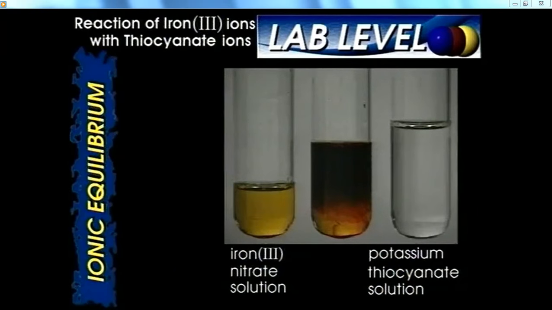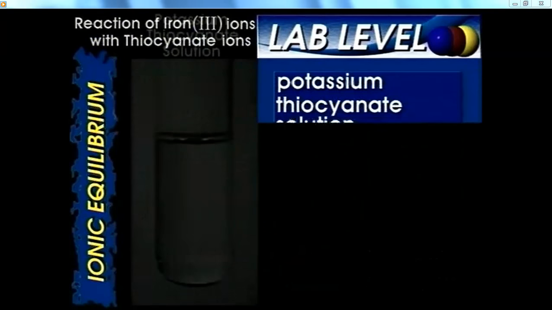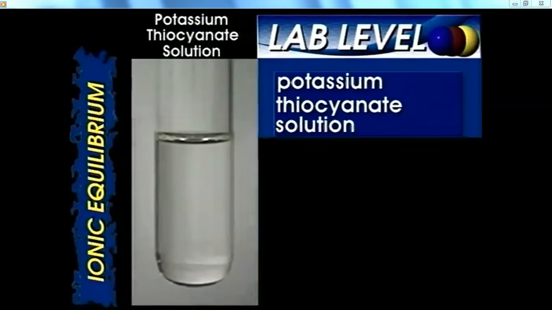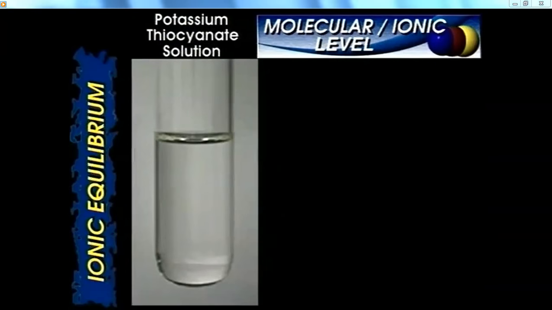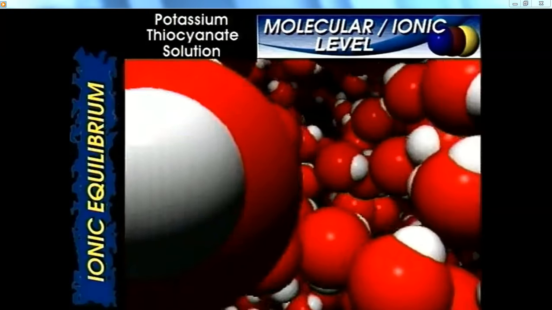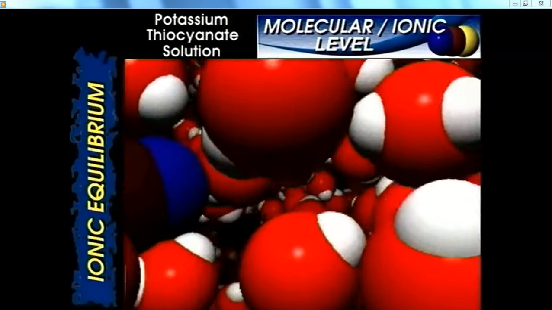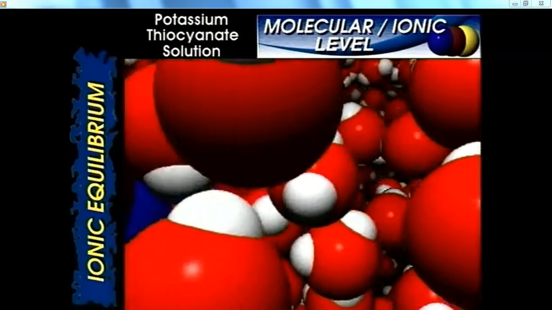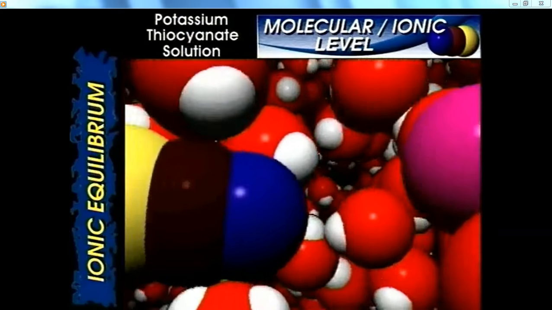But before we look at what happens at the molecular ionic level in this reaction, we need to look at each reactant in detail, starting with aqueous potassium thiocyanate, a clear and colourless liquid. Now imagine we could zoom down to the size of molecules and ions. The potassium and thiocyanate ions occasionally collide, but there is no chemical change.